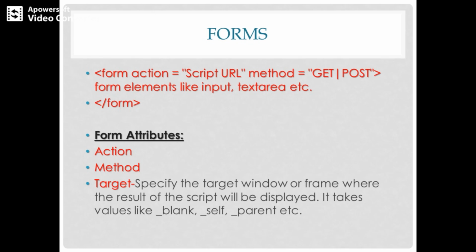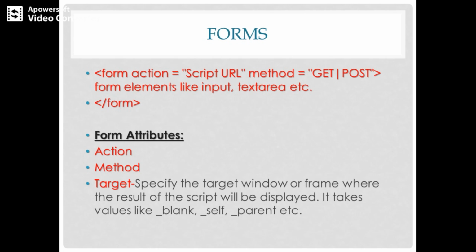That is, it can have action. This action attribute specifies the URL of the application on the web server. Whenever the user clicks, let's say, the submit button, what action has to be performed is specified in the value associated with the action. So the action attribute specifies the URL of the application on the web server that is to be called whenever the user clicks the submit button.